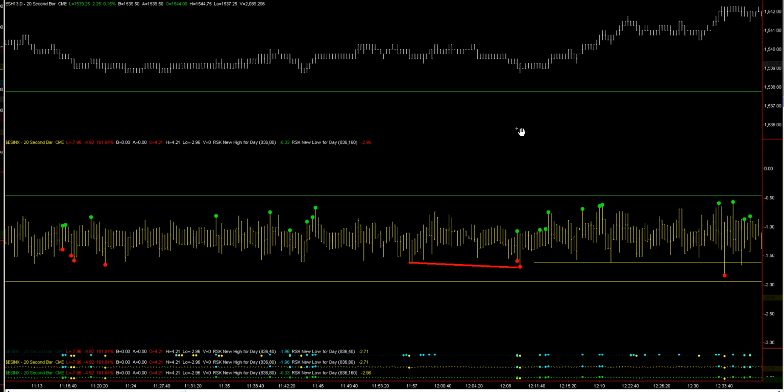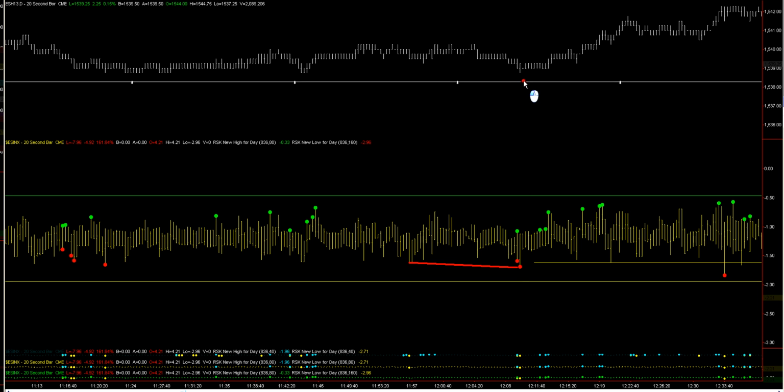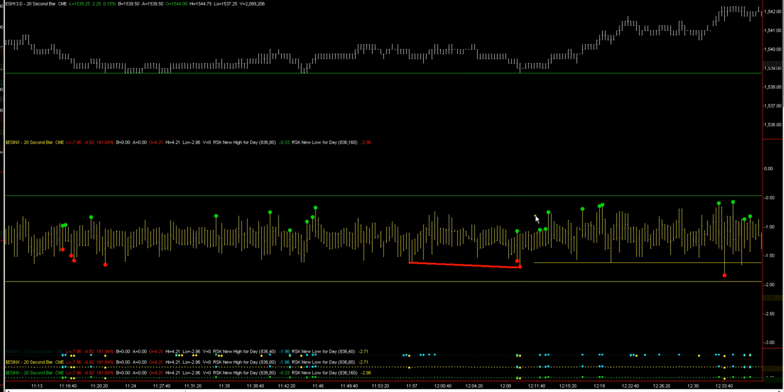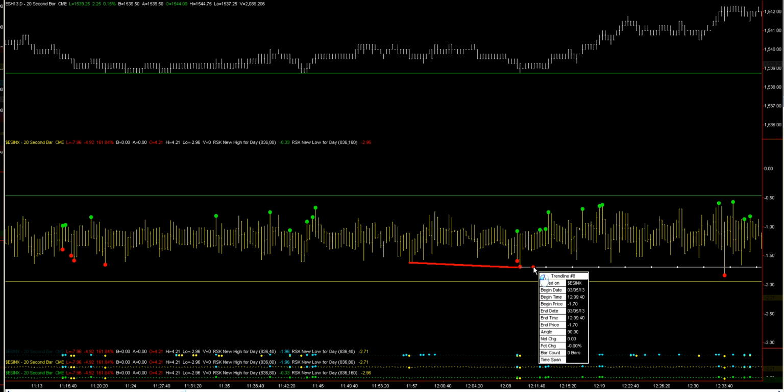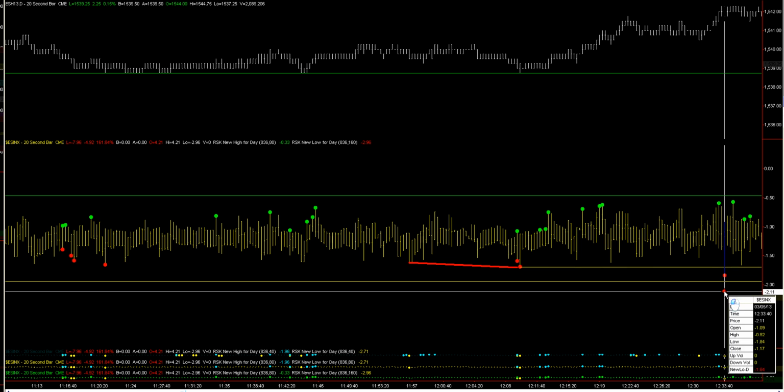Now let's look at this low right here. This corresponds with this low right here. Okay, right there. Those two bars line up. This is telling us that we should see a return to this price unless we get a lower low on the premium later. Does that occur? Yes, right over here.